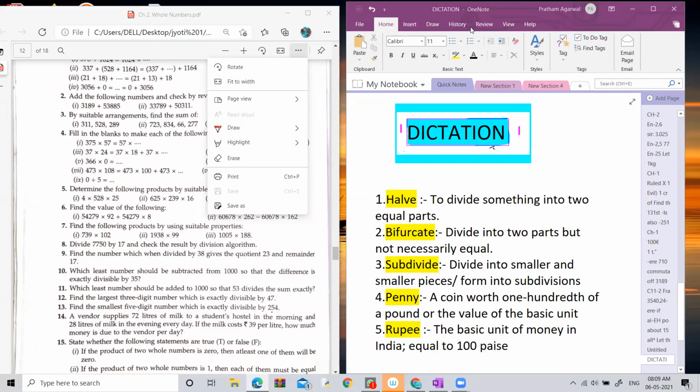Okay, Yogi, very nice. If two are correct, doesn't matter. Just write down the correct spelling of these words and write it 5 times. Daily, I'm trying to share with you new words and their meanings, so you can increase your vocabulary.